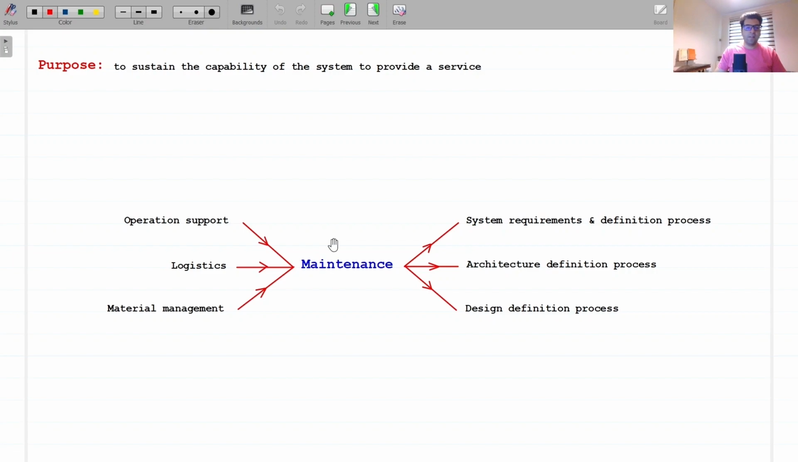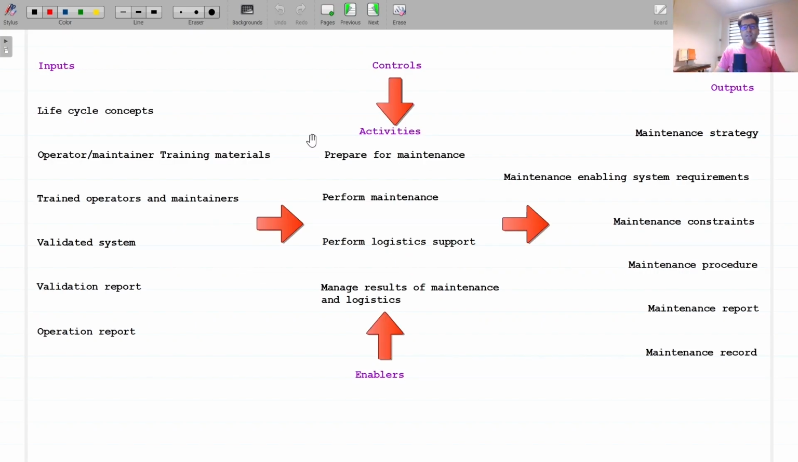This process contributes to the system requirements definition process, architecture definition process, and design definition process when considerations of constraints imposed in later life cycle stages are used to influence the system requirements, architecture, and design. This slide is the IPO diagram for the maintenance process. The maintenance process includes the following activities.